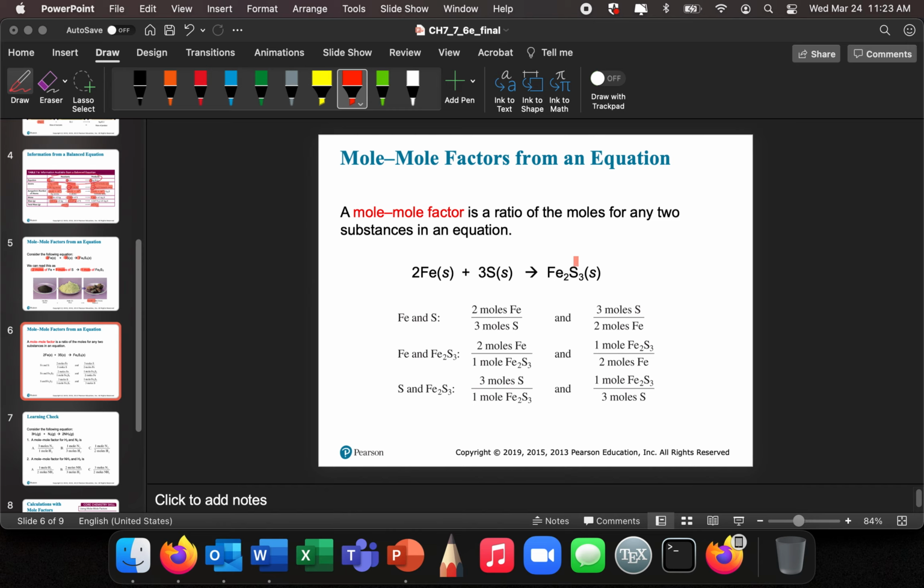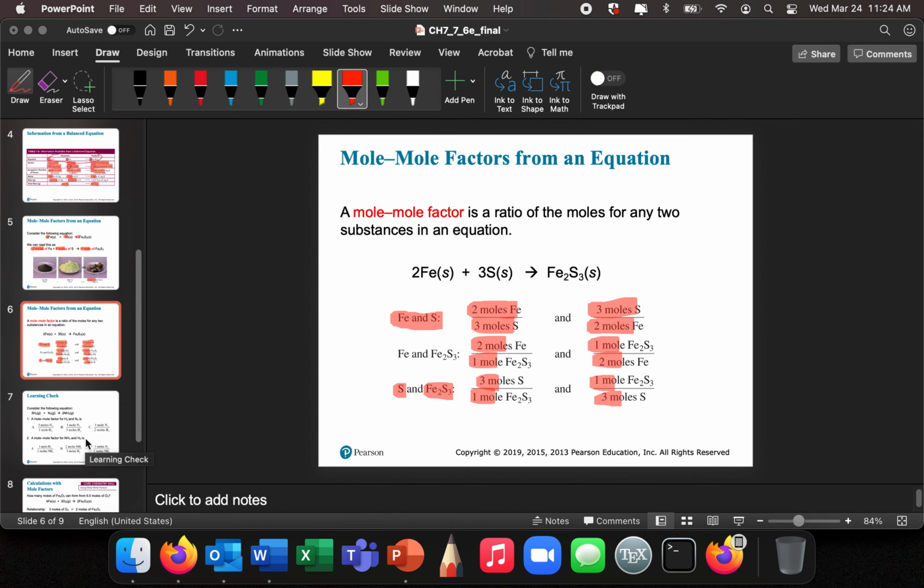Now, the conversion factors that we can use for iron and sulfur go like this: 2 moles of iron for every 3 moles of sulfur, or 3 moles of sulfur for every 2 moles of iron, right? Or if we want to convert between iron and iron 3 sulfide, we can say 2 to 1, or 1 to 2, depending on what we're trying to do, right? And sulfur to iron 3 sulfide is 3 to 1, or 1 to 3, depending on what we're trying to do.